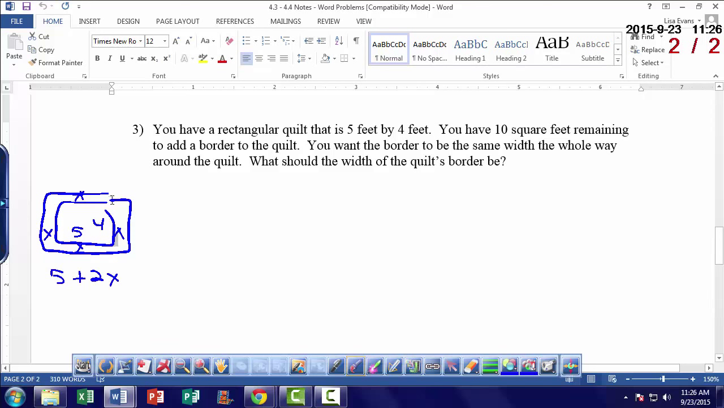This dimension is going to be the same thing, x plus 4 plus x, so 4 plus 2x. So now we want to find out what the width is going to be. So this is a little bit different. I want you to think of it like this.